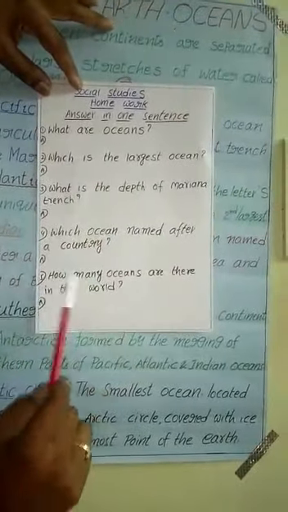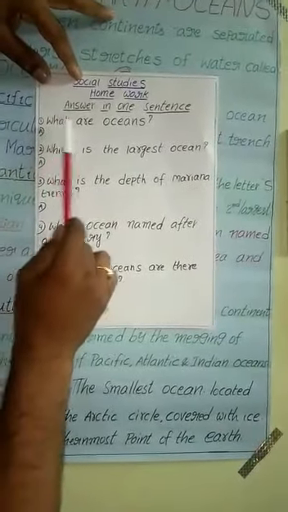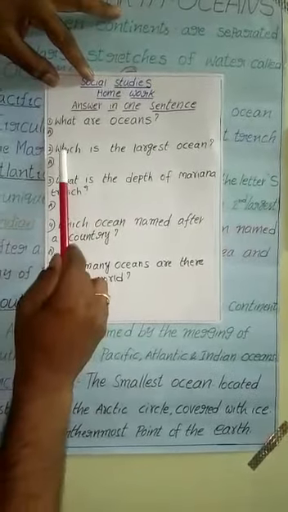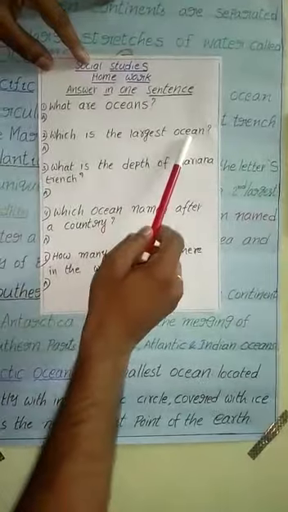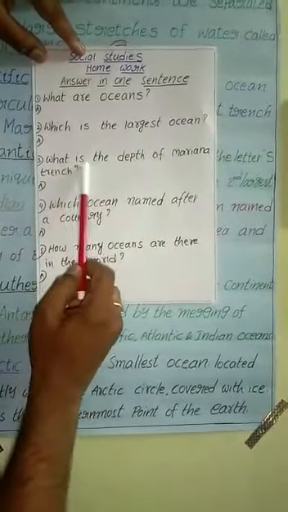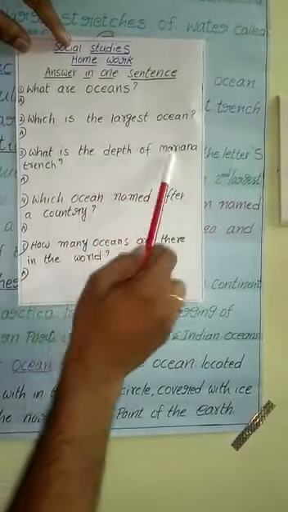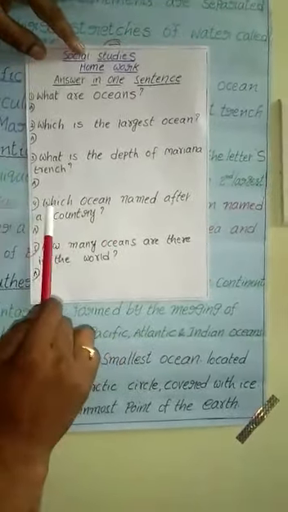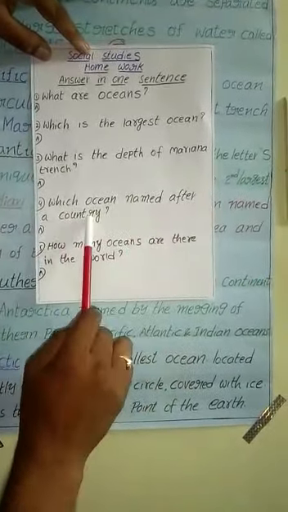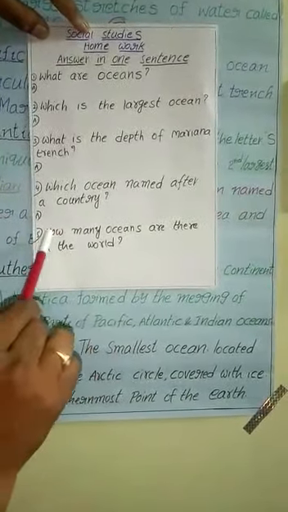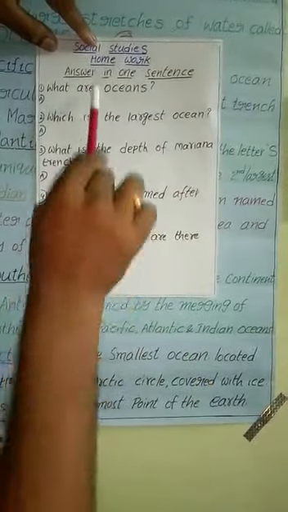Here are the five questions. The first question is, what are oceans? Second question, among the five oceans, which is the largest ocean? Third question, what is the depth of the Mariana Trench? In meters you have to write. The fourth question is, which ocean is named after a country? The last question, how many oceans are there in the world? These are the five questions.